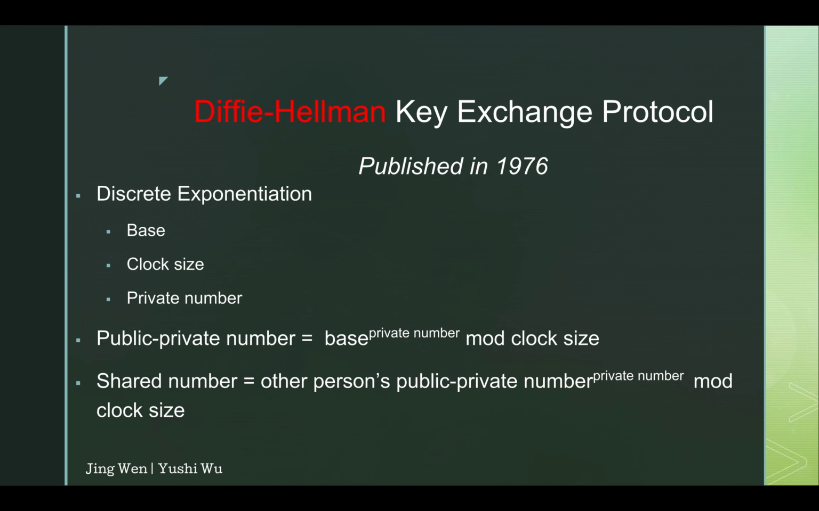The one-way manipulation we utilize in our model is the Diffie-Hellman key exchange protocol, which was published in 1976. The core of the model is the discrete exponentiation formulation, which is made of three components: base, clock size, and private number. To compute the public numbers that we transfer to our counterparty, we use the following mathematical formulation. To come up with the shared number that we use to encrypt and decrypt our message, we then use the second line.